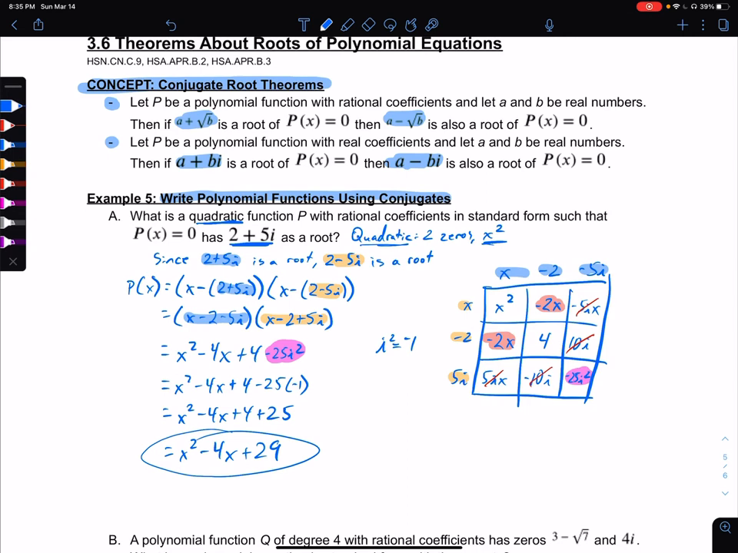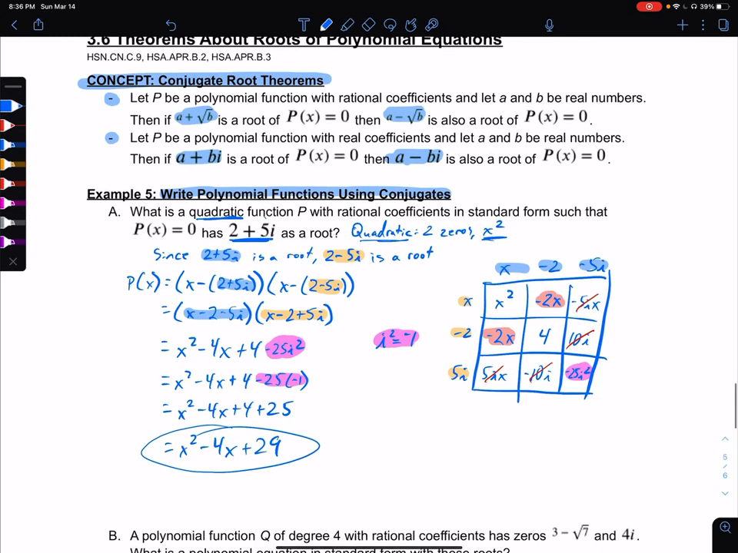And that's it. So what you really want to key in on here, let me go back to this, let me highlight this real quick, is that the conjugate root theorem tells us if I have 2 plus 5i, I have to have 2 minus 5i. And then just be careful plugging those zeros in, very careful with your signs, and then gradually work your way through the multiplication problem, the distribution, and combining like terms, and you'll ultimately get your final answer.